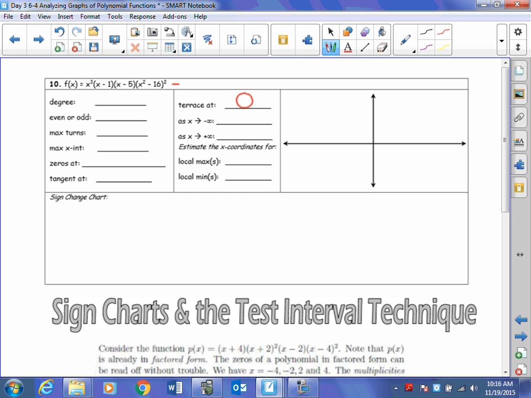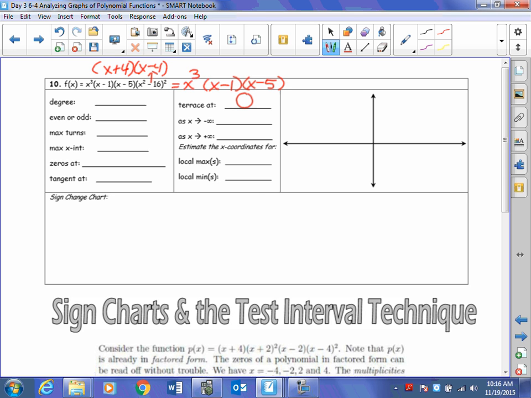I can already see that the first one's already factored. The second one is factored, in my face. Third one's in my face. What is x squared minus 16 factored? x plus and minus 4.